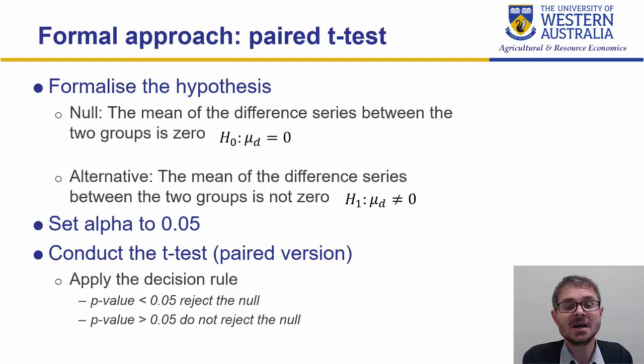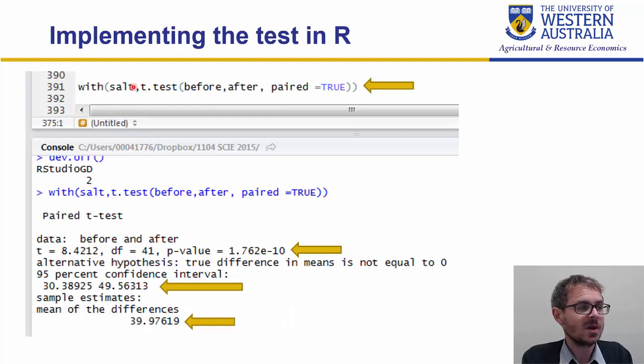We're going to apply our t-test and interpret the results. So what do we get? We applied the t-test to the two variables, before and after, and there's this little extra setting here, which is paired equals true. When we put paired equals true, it's going to conduct a paired t-test. That's what we have in our script file, and it sends our results to the console.